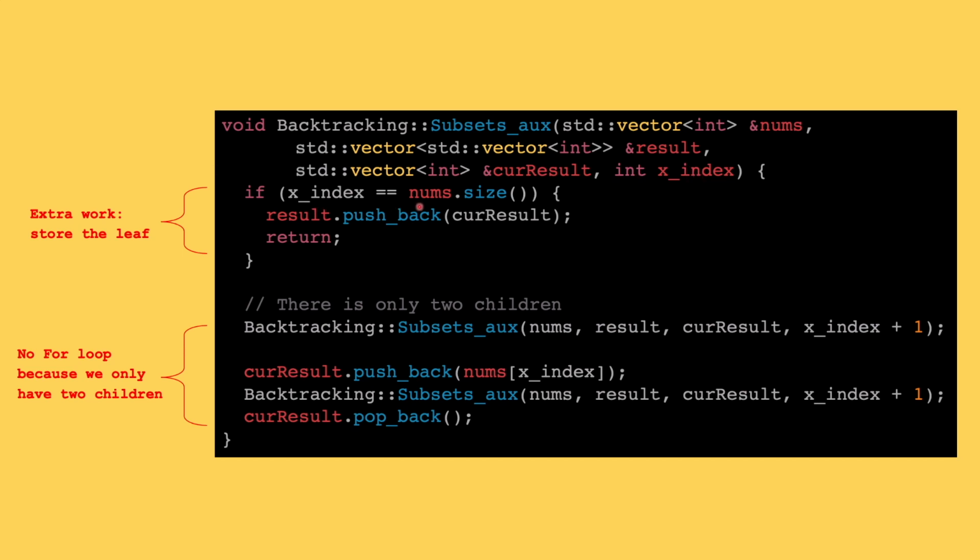If index is equal to nums' size, the size of the array, that means we are at the leaf, so we should push the current result inside the result. Otherwise, we have to go and generate all the children. Next, we should generate the children.